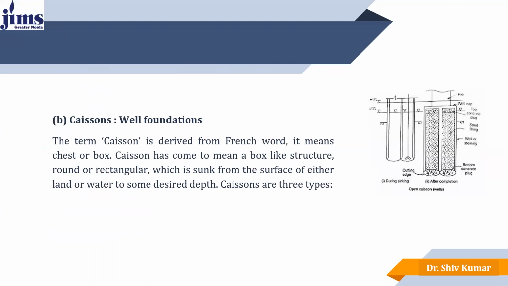The next is the caissons. The term caisson is derived from a French word. It means chest or box. The caisson has come to mean a box-like structure, rounded or rectangular, which is sunk from the surface of either land or water to some desired depth. On that basis, the caisson may be of 3 types.